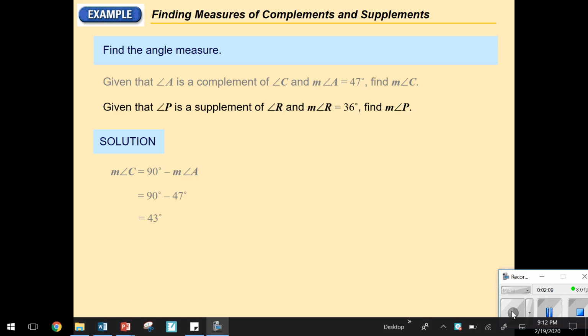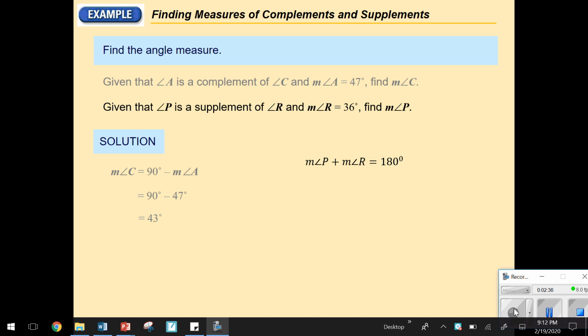Okay, example 2 says that given angle P is a supplement of angle R, and we know the measure of angle R is 36 degrees, we want to find the measure of angle P. So again, supplement means that they have to add up to 180. So this is kind of like the examples from the previous slide. It just doesn't give me a visual aid for it. So again, you can add these two together, set it equal to 180. So let's get this one set up.